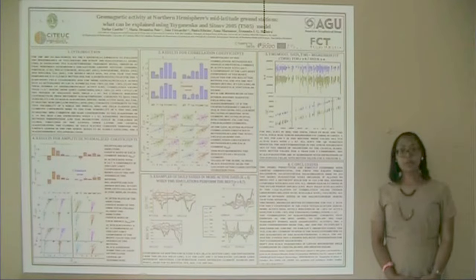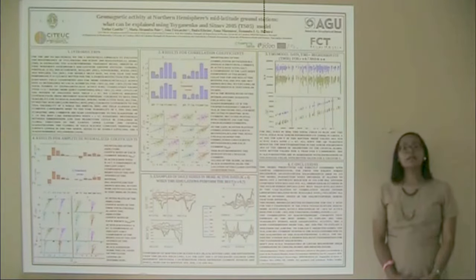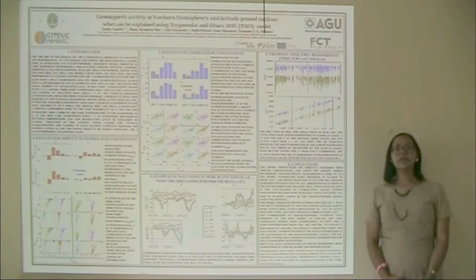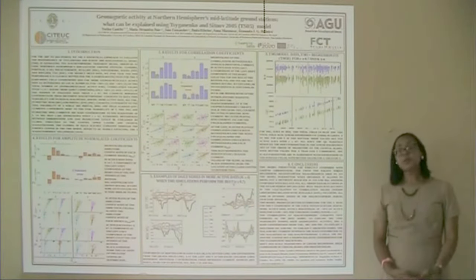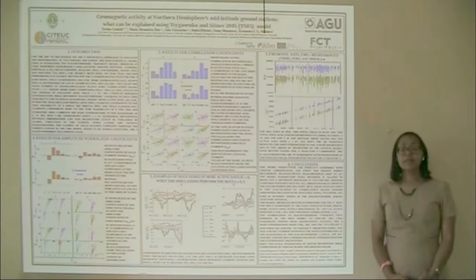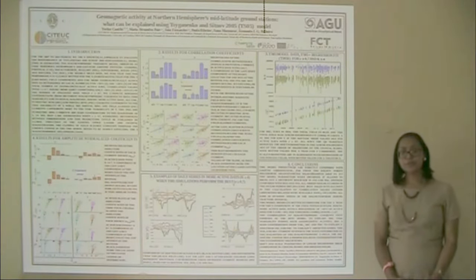I will talk about geomagnetic activity at Northern Hemisphere's mid-latitude observatories, which can be explained with the Tsyganenko and Sitnov 2005, the TS05 model. This model simulates the magnetosphere's transient signal during geomagnetic storms, from Earth's surface up to 20 Earth radius. Data used as input came from 6 spacecrafts located from 2.5 to 20 Earth radius.